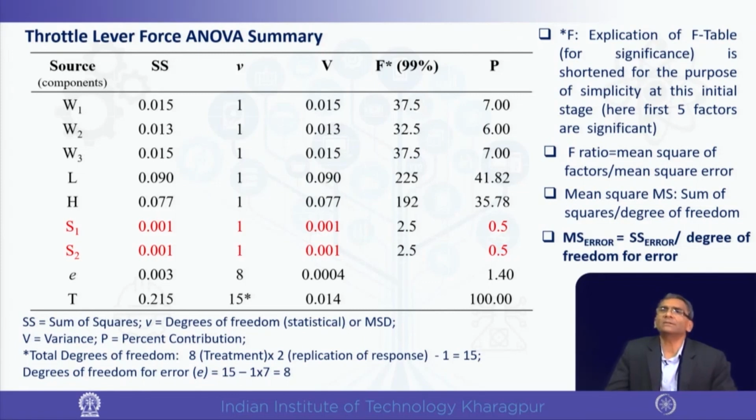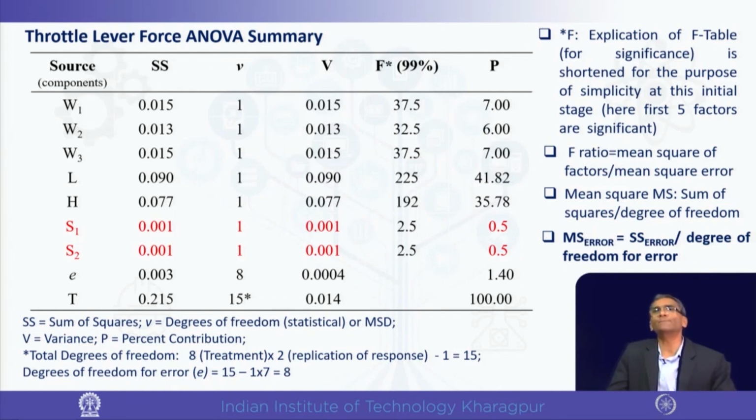For that, the critical values, those which are above the critical values would be considered significant, and that would be known from the F table. If you consult the F table, and the MS error is equal to the SS error divided by degrees of freedom for error, we can find it out. So far so good. And now from here we come to the percent contribution. If you see 0.215 here, and if we say that is the total and the first one is 0.015, what is the percent contribution of washer 1 in this? So, it is 0.015 divided by 0.215 into 100, that is 7%.